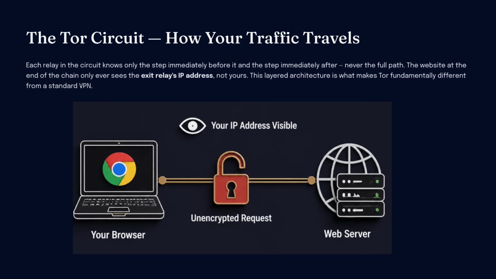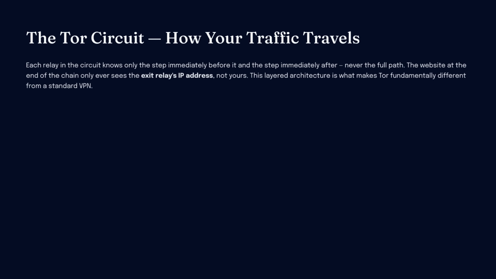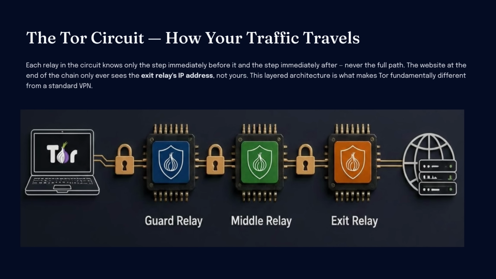Now, when you use a normal browser, your traffic goes directly from your device to the website you're visiting, just like this diagram. Now, Tor does something quite different. It takes your traffic and bounces it through a chain of three separate volunteer-run servers called relays before it reaches the destination, usually a website. Now, these are called the guard relay, the middle relay, and the exit relay.